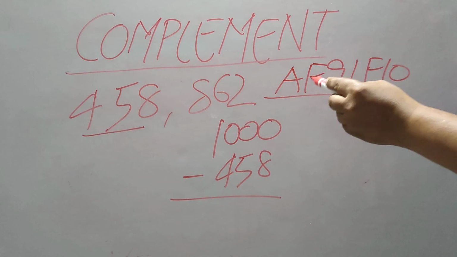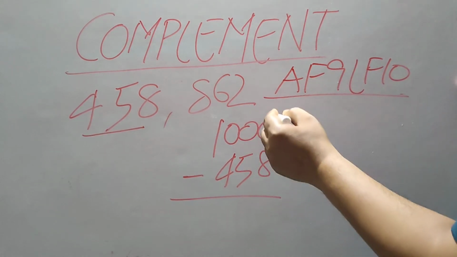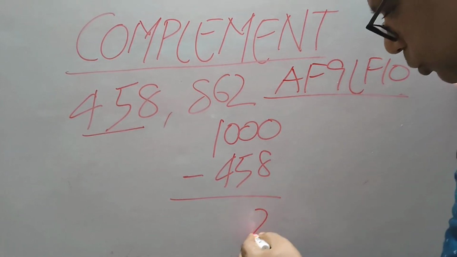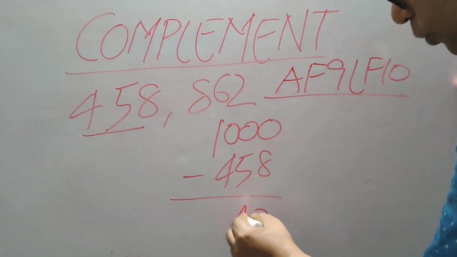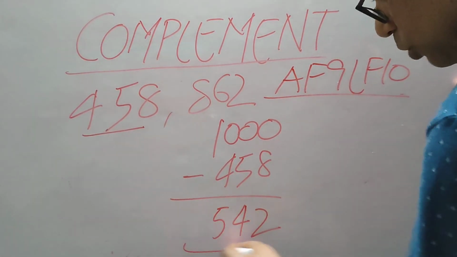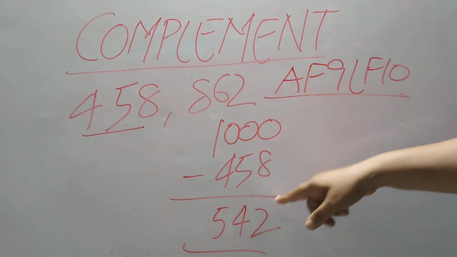So the rule is AF9, LF10. The last digit I have to subtract from 10. 10 minus 8 is equal to 2. 9 minus 5 is equal to 4. 9 minus 4 is equal to 5. So the complement of the number 458 is 542.